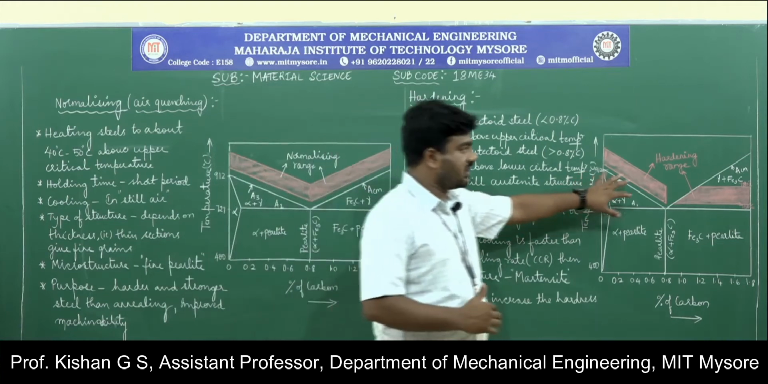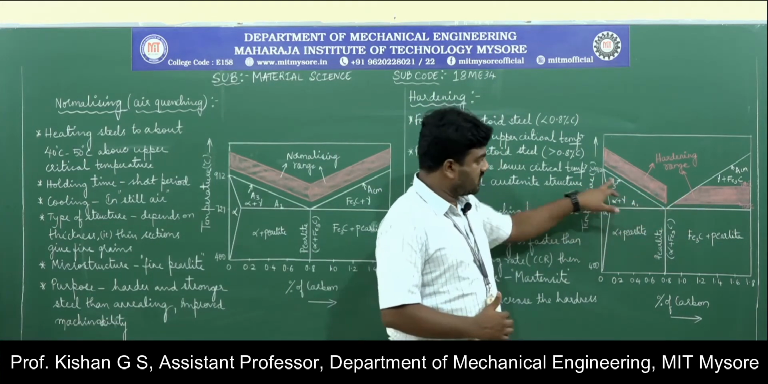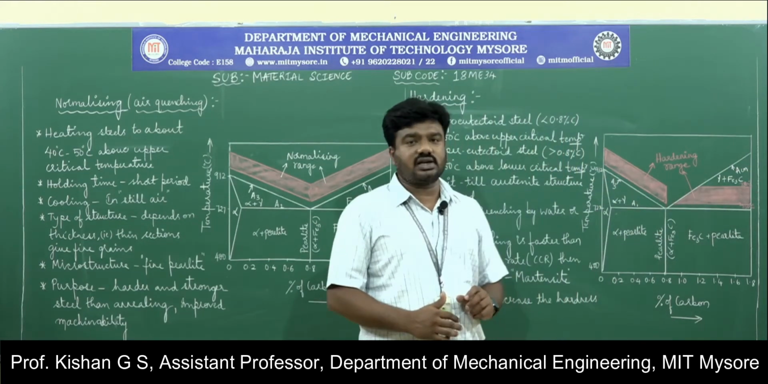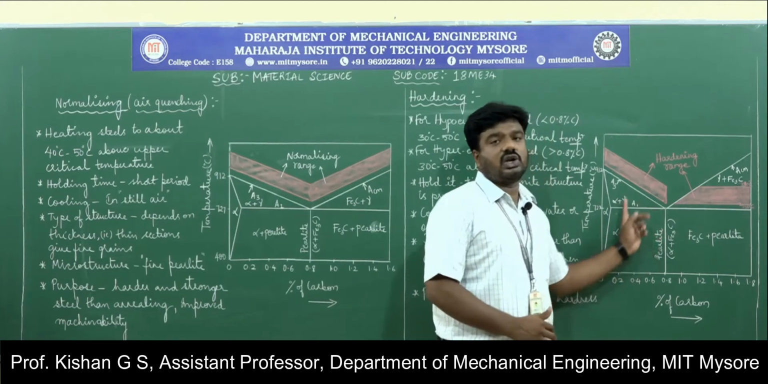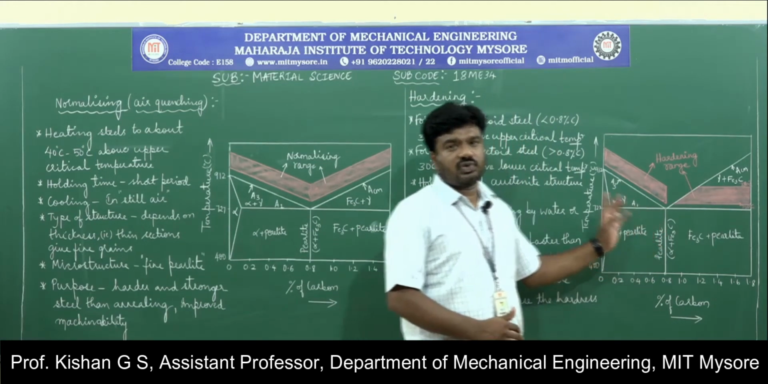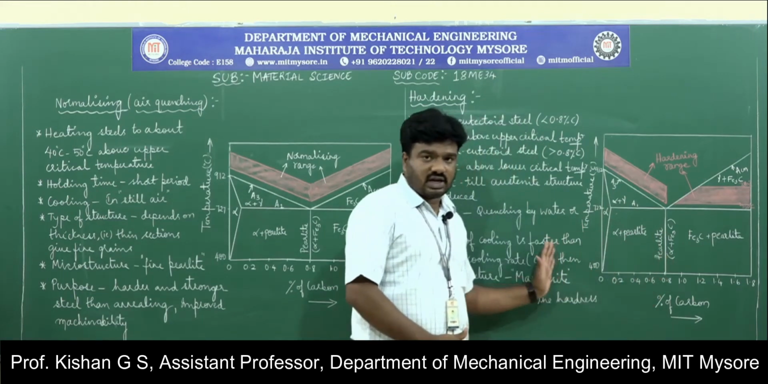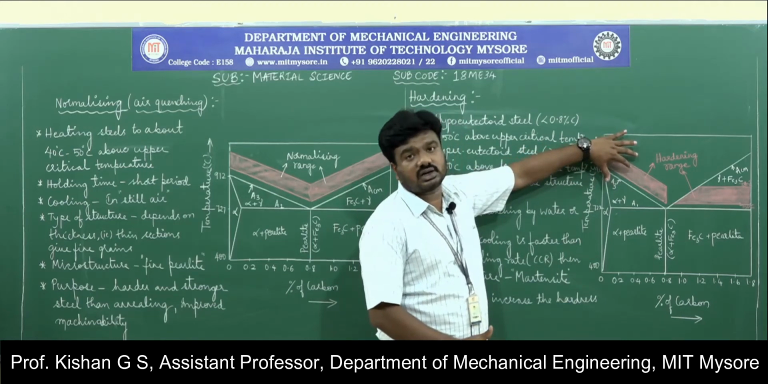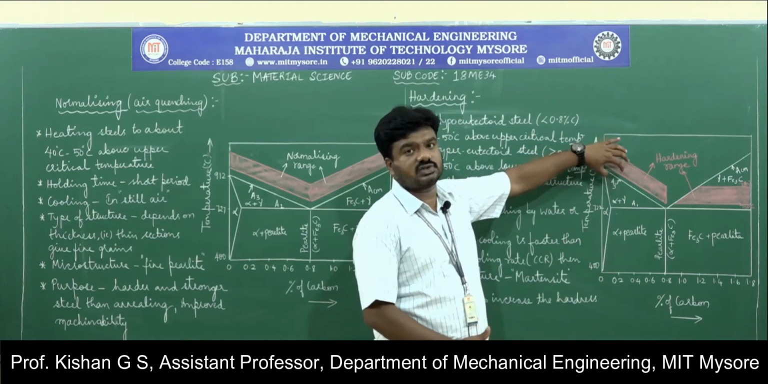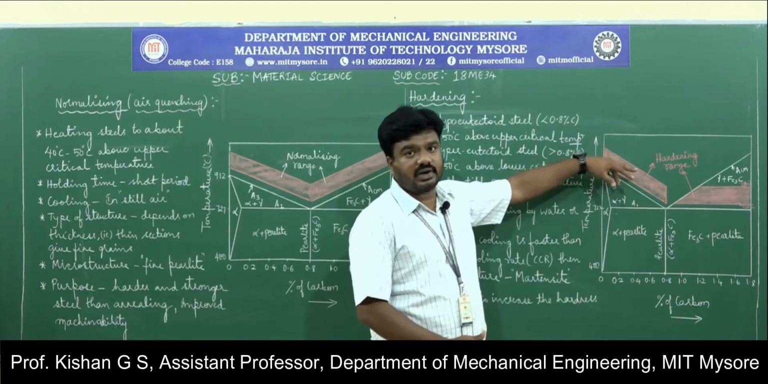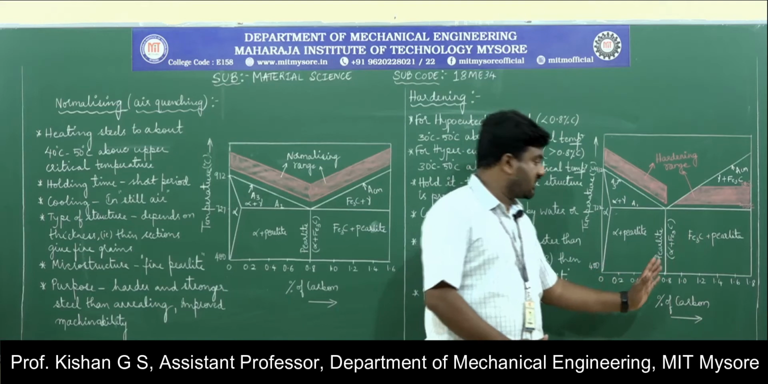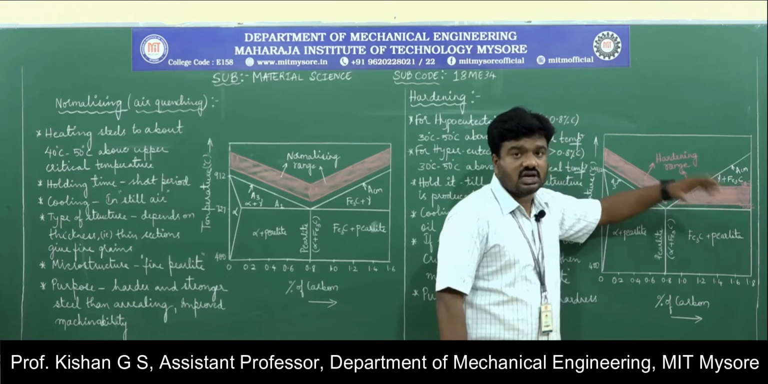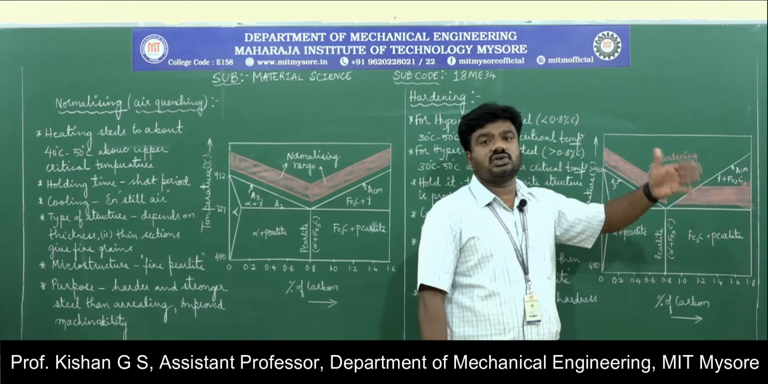You can observe the same here. So this is the normalizing range here. This is the upper critical temperature, A3 and ACM is the upper critical temperature line here, whereas A1 represents the lower critical temperature. If you observe here, less than 0.8 is hypoeutectoid steel. For hypoeutectoid steel, the temperature is 30 to 50 degrees Celsius above the upper critical temperature. Whereas in the case of hypereutectoid, that is greater than 0.8% of carbon, it is a 30 to 50 degrees Celsius range above the lower critical temperature, rather than the upper critical.